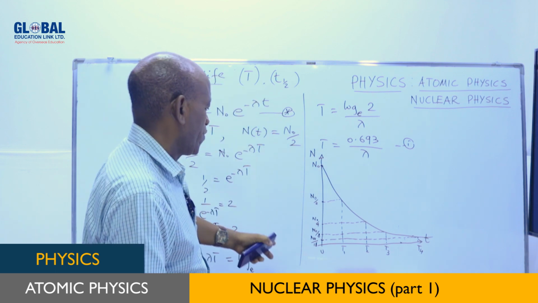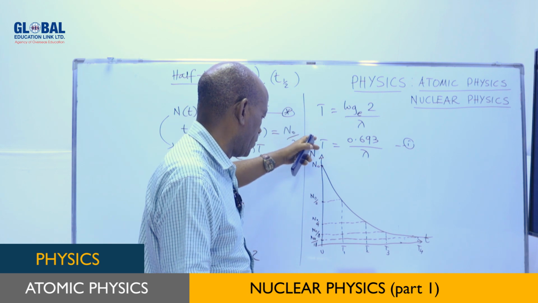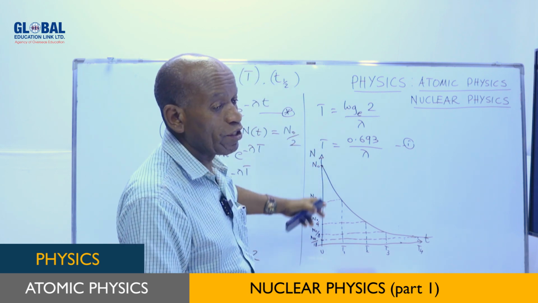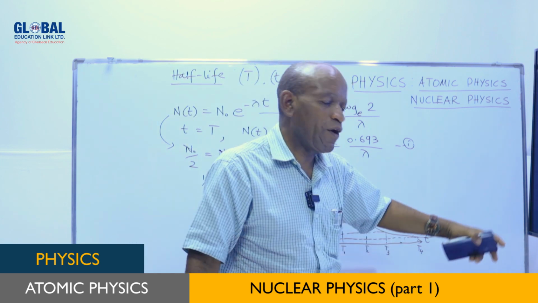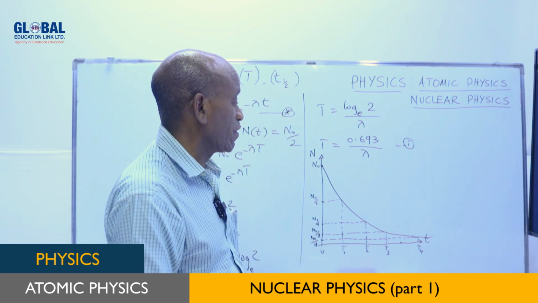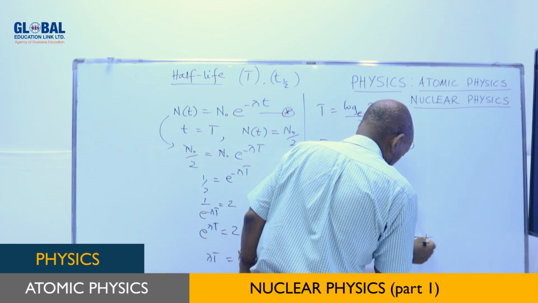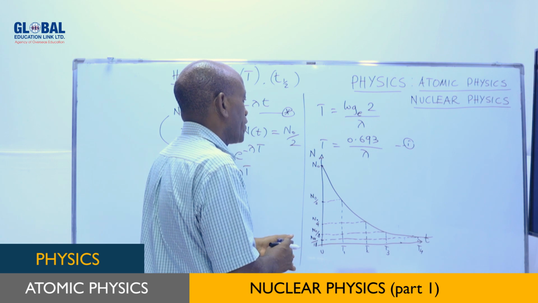So we could have various half-lives, depending on the number of radioactive samples being reduced to a half each time, so that we can determine how many half-lives that particular radioactive substance is going to suffer. So that is an equivalent expression of the half-life.